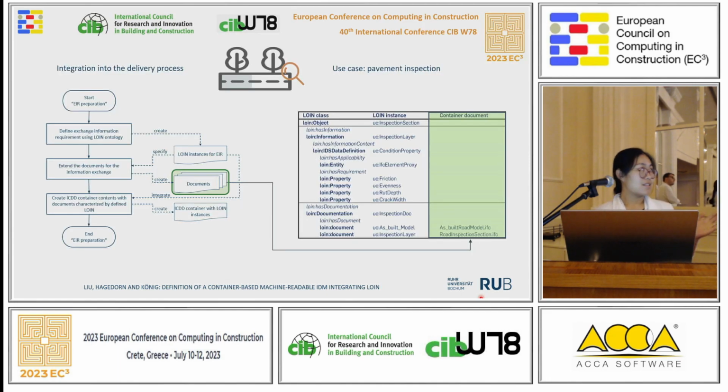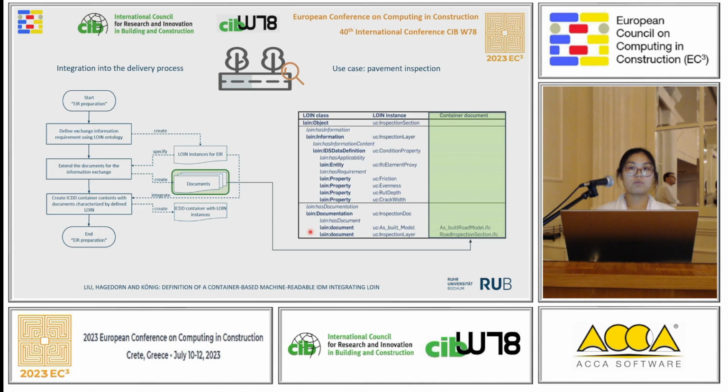So at this step, we have defined 3 sub-processes to prepare the exchange information requirement. The 3 steps I would like to introduce combined with the use case pavement inspection. For our general pavement inspection, we limited 4 properties whose values are required for assessing the pavement condition.